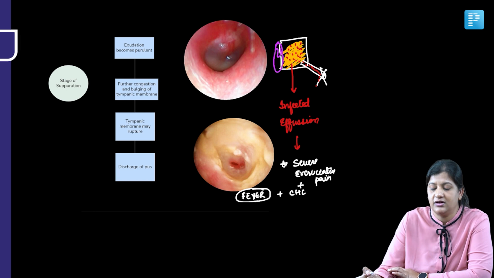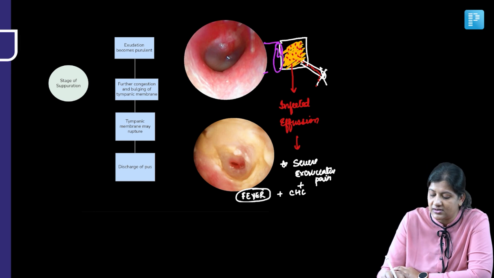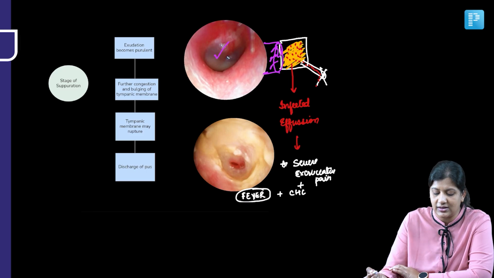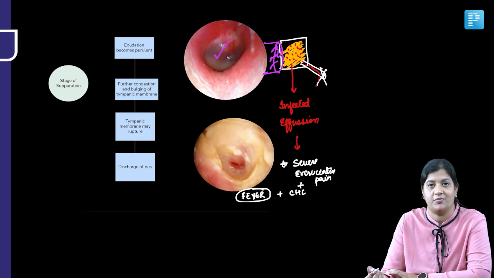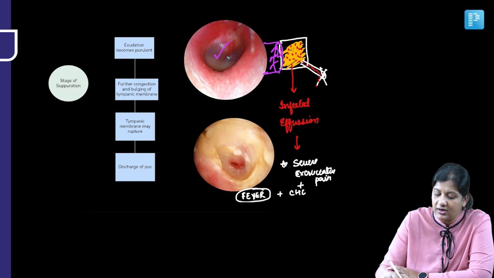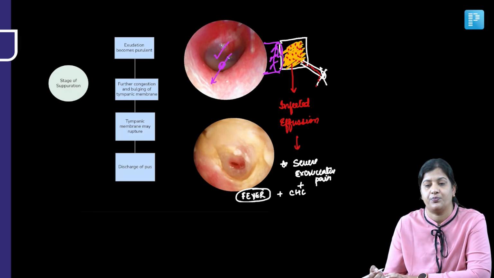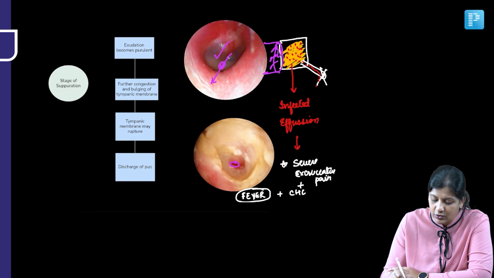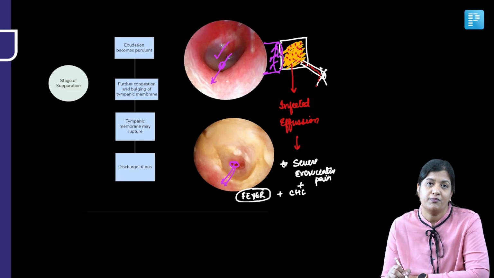Now on examination, what is it that you will see? On examination, the tympanic membrane is red, congested, and you can see it will be bulging outwards. So like this, you can see a bulging tympanic membrane. Now during the same time, the tympanic membrane may rupture and the pus may come out. So when the pus comes out, you will see there is a rupture of the tympanic membrane and the pus is coming out and there may be discharge of pus.